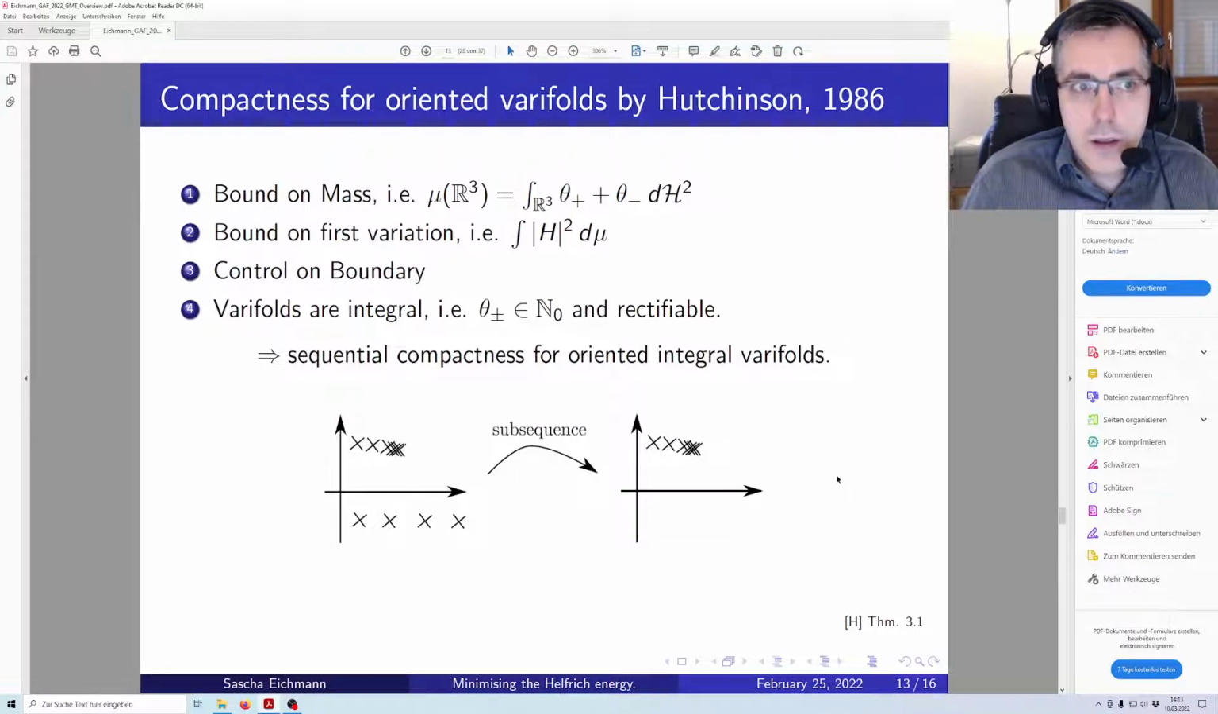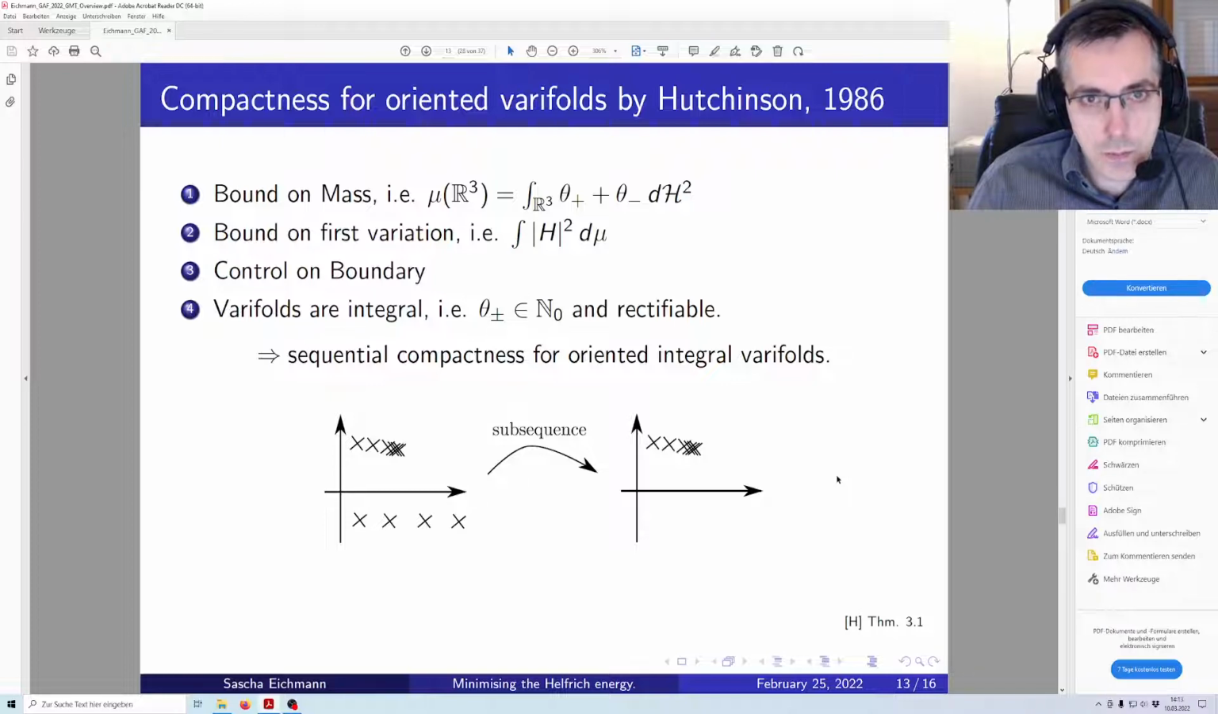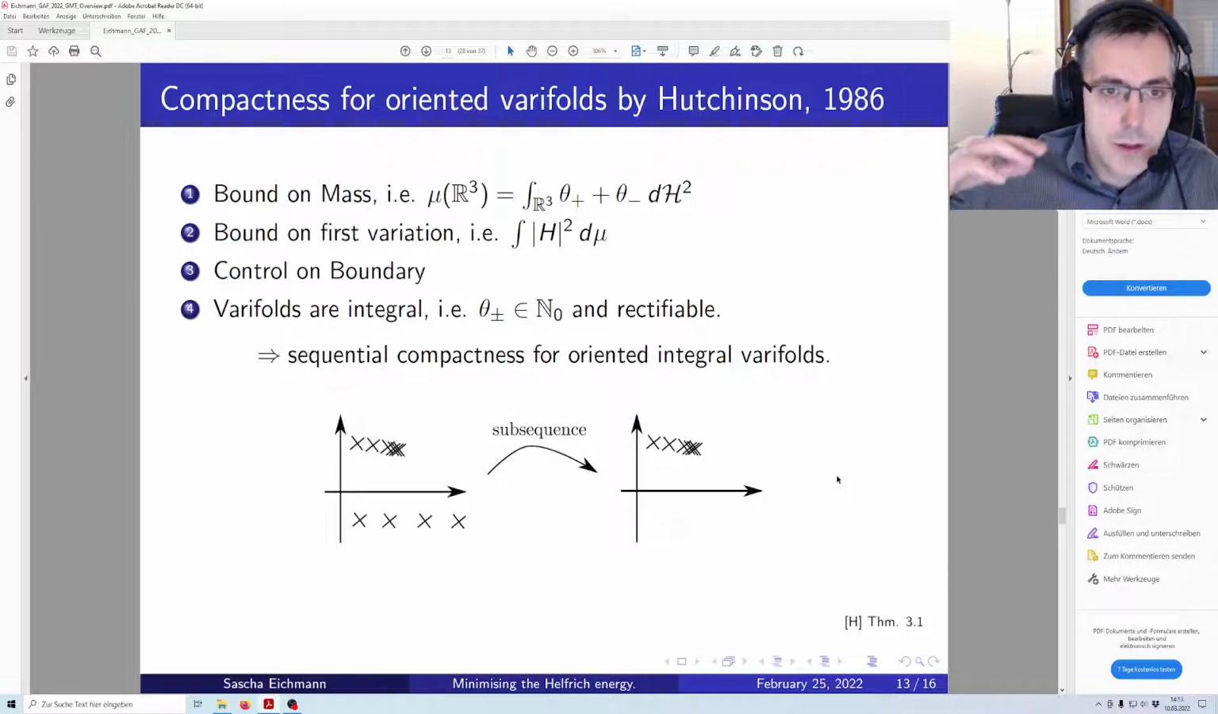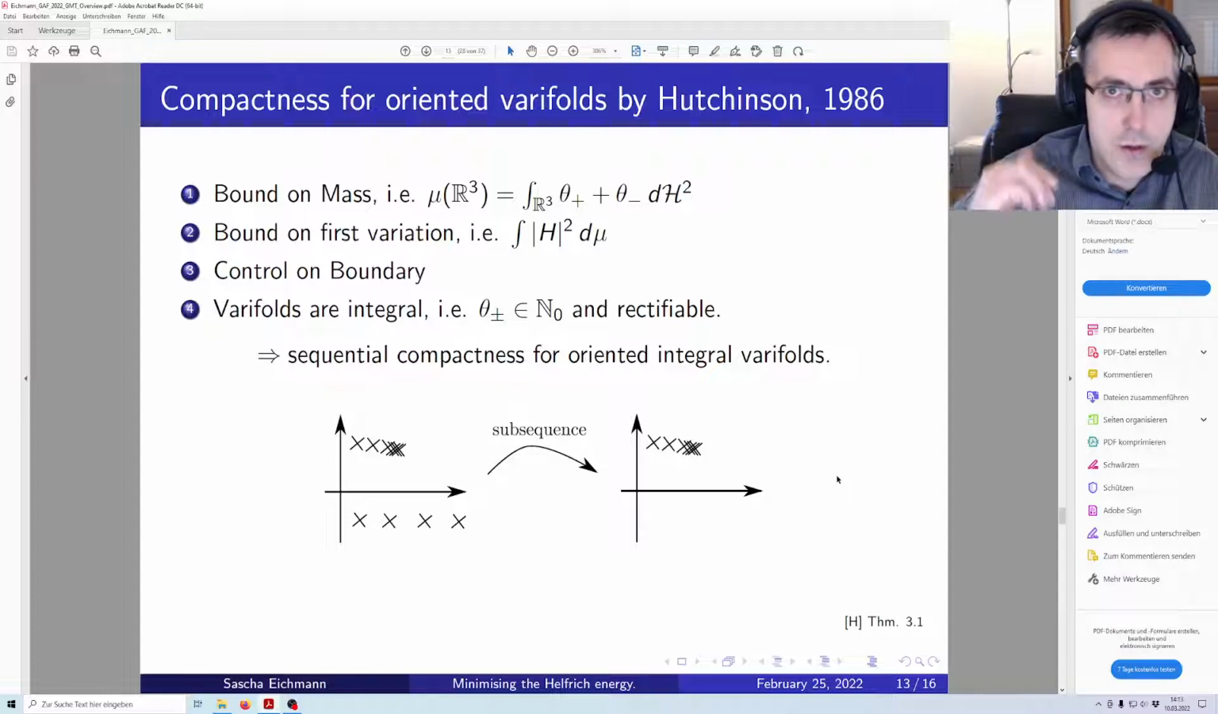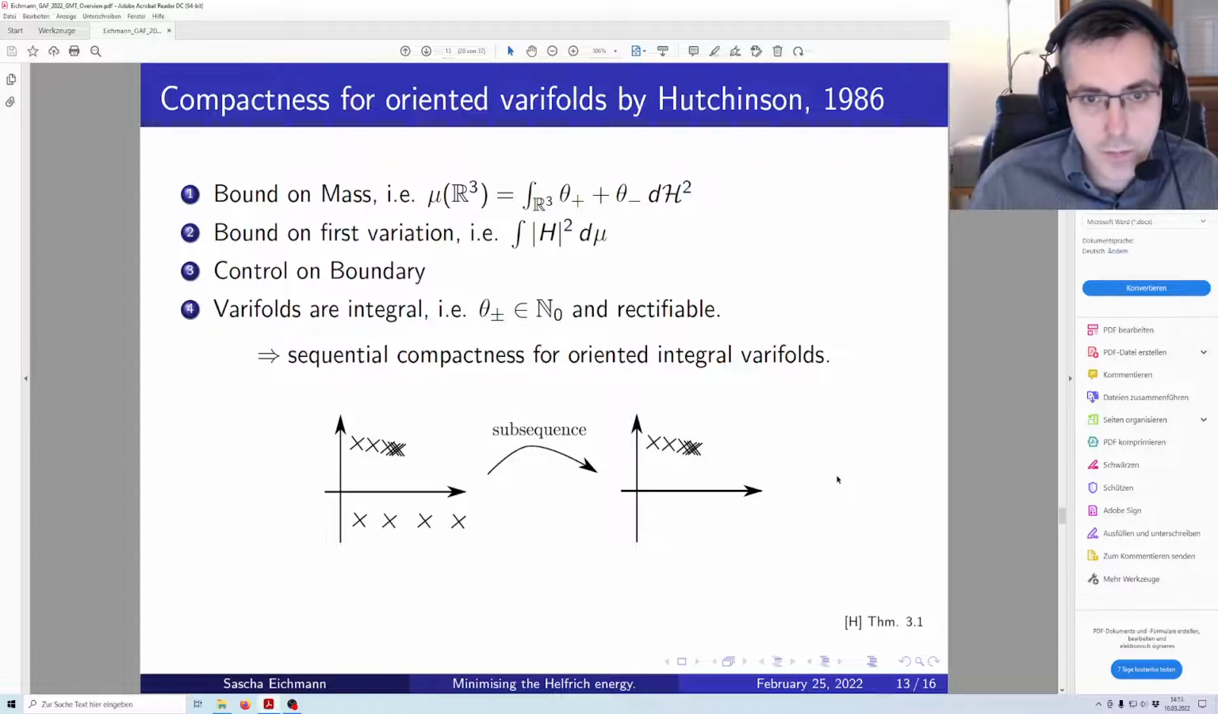And now we can use a compactness result by Hutchinson for these oriented varifolds, which will guarantee that the limit is again integral, which means that the densities are natural numbers, and the oriented varifold is rectifiable. So we have tangent spaces, so we have geometry. Let's take a closer look at this compactness result.